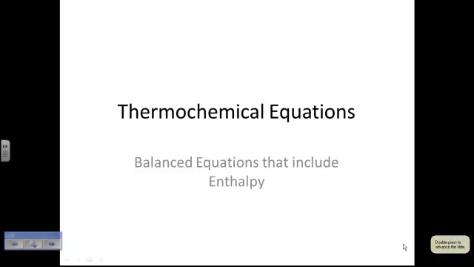Today's lesson on thermochemical equations allows us to integrate a little bit of balanced equation writing in terms of endothermic and exothermic reactions just by adding a little piece of information called the delta H, the enthalpy. Think of that delta H as the change in heat content as reactants turn to products.